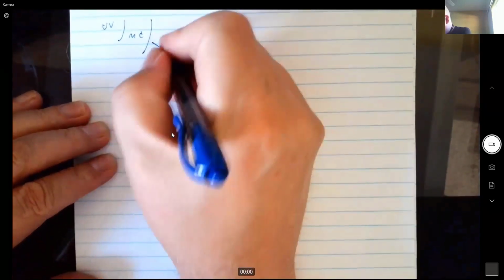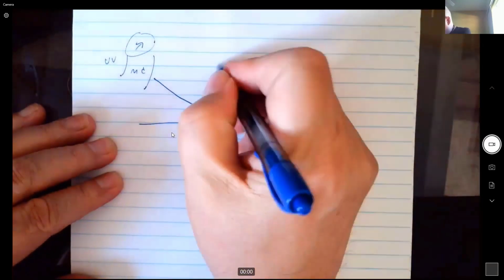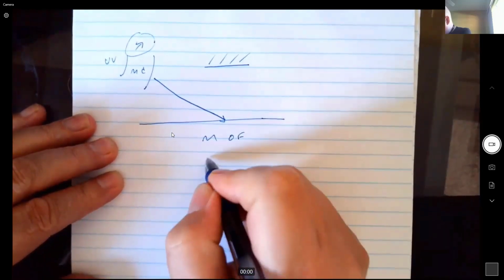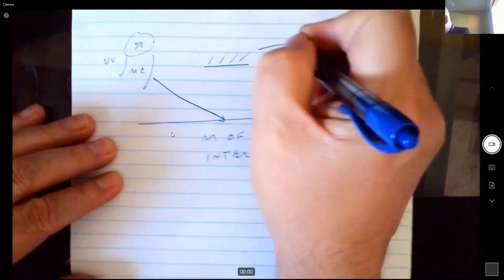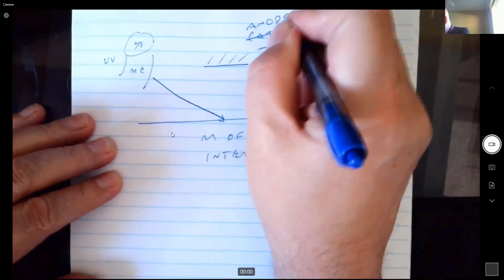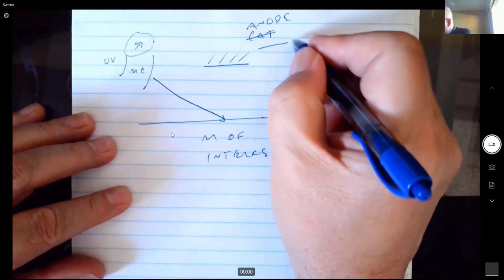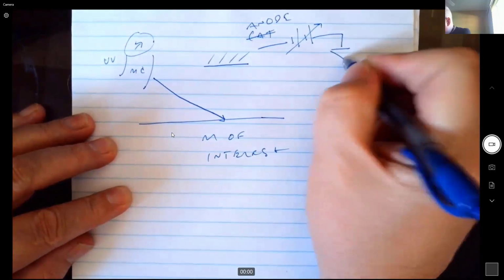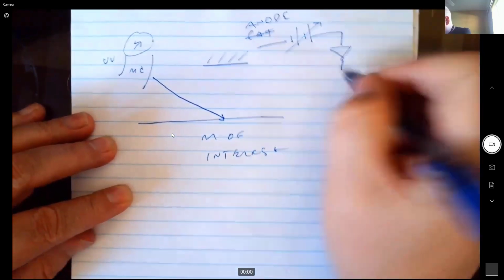So in the photoelectric effect, basically what you have is a UV light and a monochromator, and you shine light of a specified wavelength onto a metal surface. The wavelength is selected at the monochromator, and then you have a metal of interest, and an anode that has a variable stopping potential, and then a current meter, and then some sort of readout.